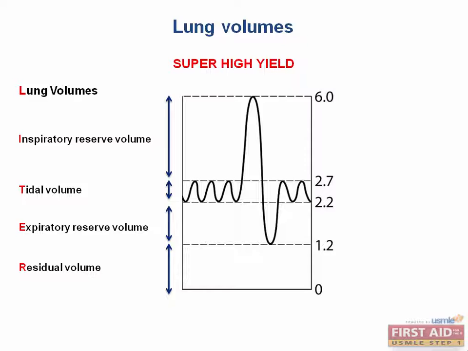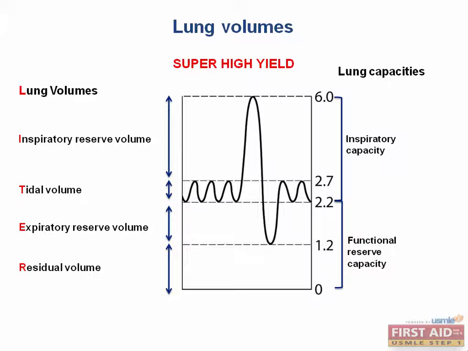Now it's also important to understand how the different lung volumes are related to each other and how each can be determined. A capacity is made up of multiple volumes. The inspiratory capacity is the tidal volume plus the inspiratory reserve volume. Functional reserve capacity is the volume in the lungs after normal expiration. So if that's the case, which volume comprises the functional reserve capacity? Correct, the expiratory reserve volume and the residual volume.